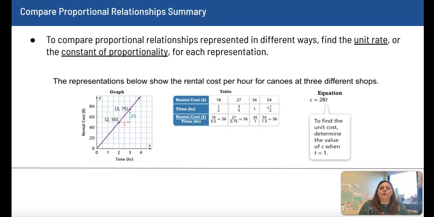To summarize what we've gone over in this lesson, to compare proportional relationships represented in different ways, we want to find the unit rate. So this is all about finding the unit rate, or constant of proportionality, for each representation. As we can see here, the representations below show the rental cost per hour for different canoes at 3 different spots. We have a graph, a table, and an equation. Can you see how each one's unit rate relates?